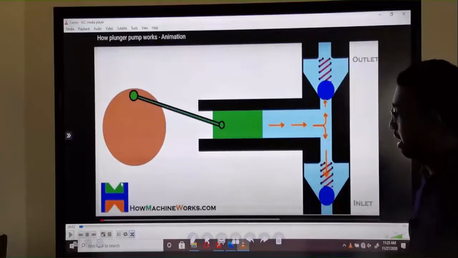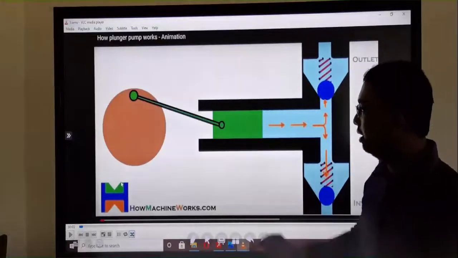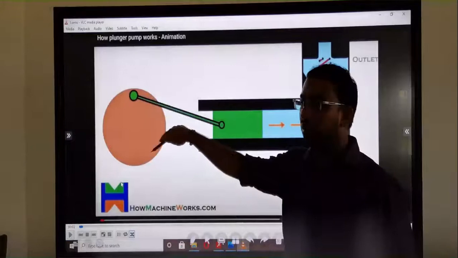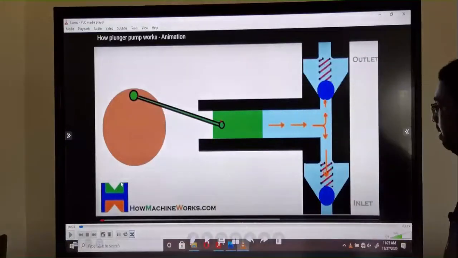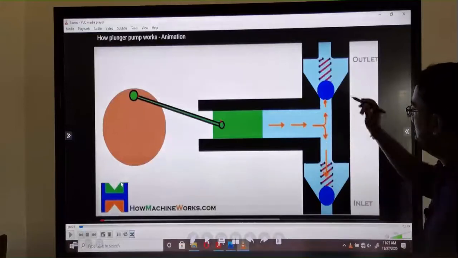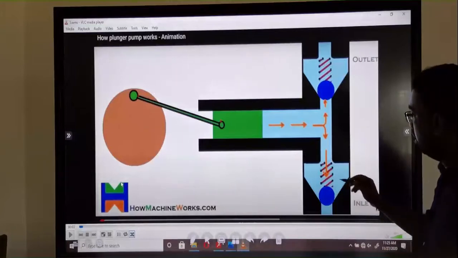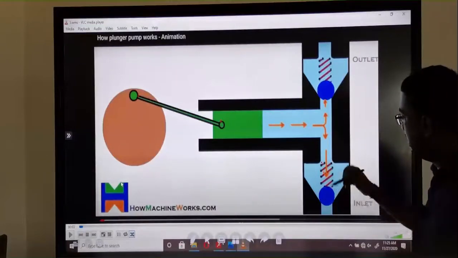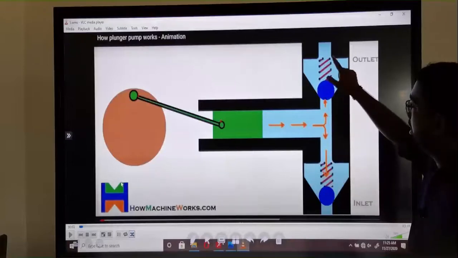So here this is the plunger. This is connected with the shaft, the crank or something. So there is a connecting lever. There is a cavity here. There are two valves, one is intake, one is outlet. This is a spring, and this is also a spring.